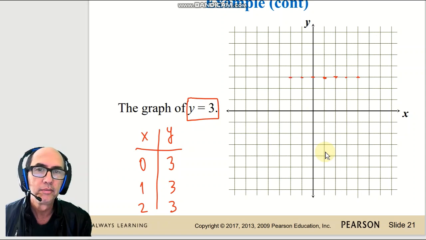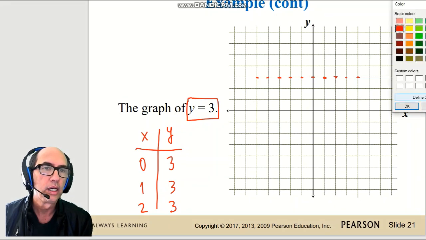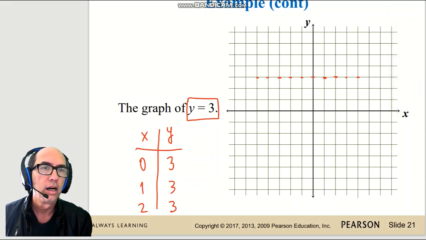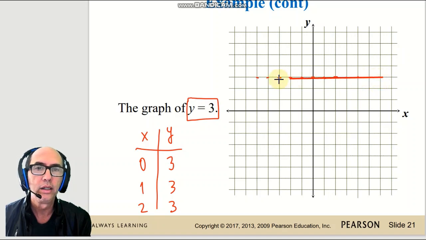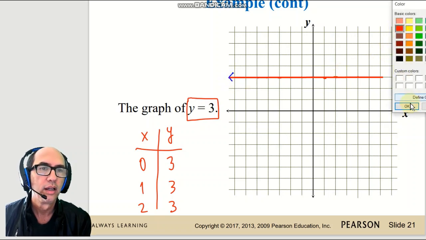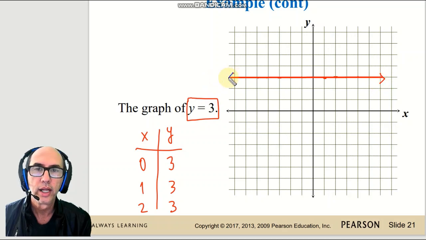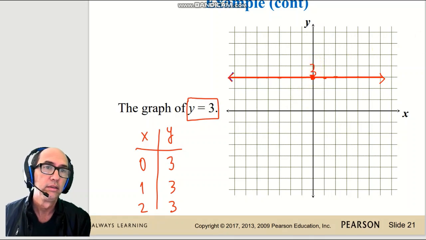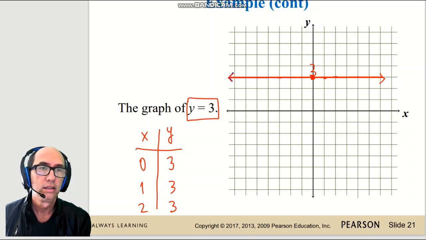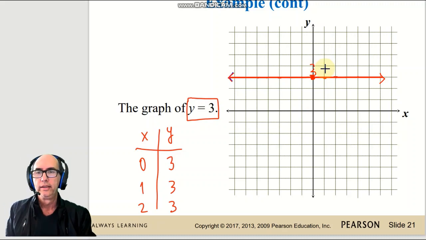Look what happens. In this case, we will have, as a result, a horizontal line. A horizontal line crossing the y-axis at y equals 3.